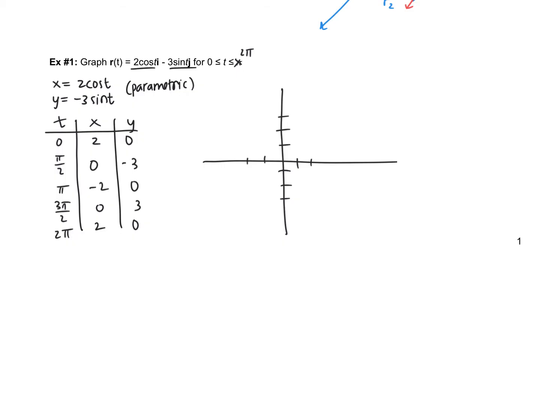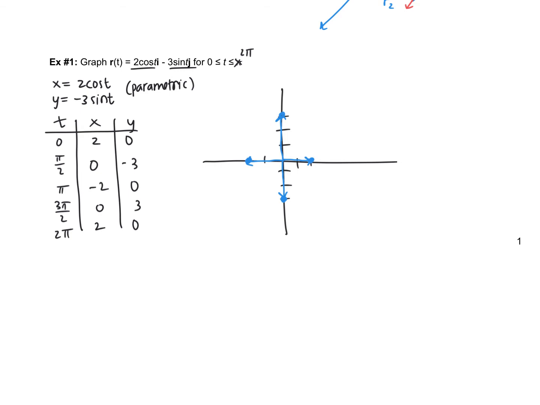Okay, so I'm going to start by drawing these as vectors. So our first vector is 2, 0. So it's the vector that ends in that point. And then we go 0, -3. So that's the vector starting at the origin that ends at 0, -3. Then we have -2, 0. And then we have 0, 3. And then we're back to 2, 0.